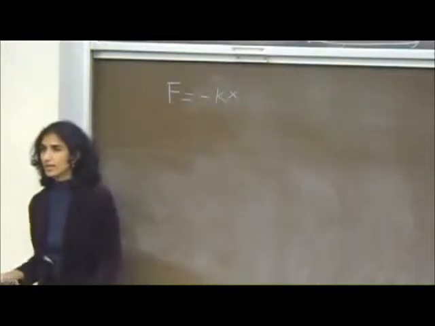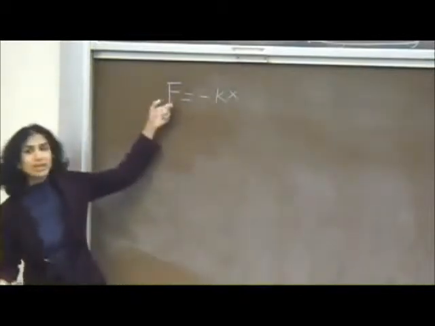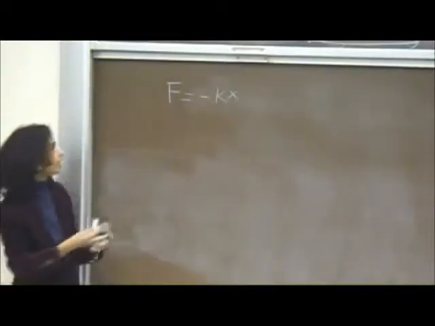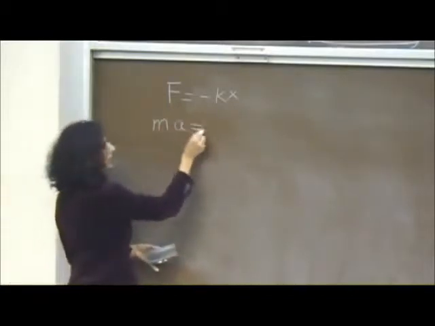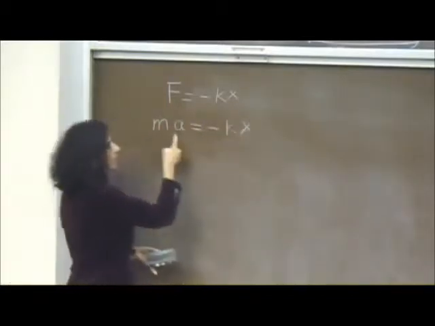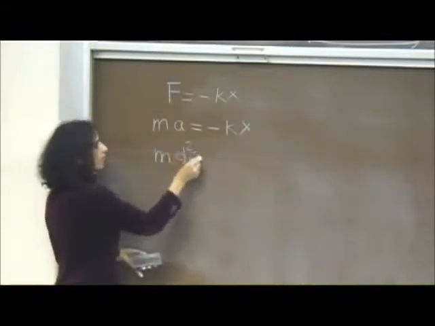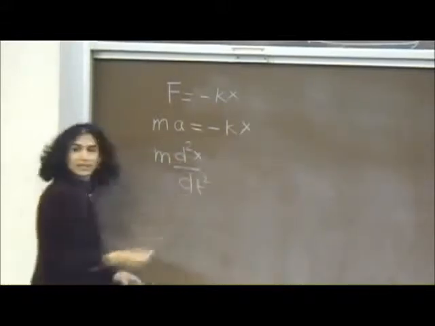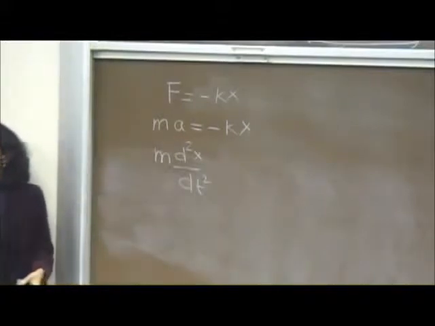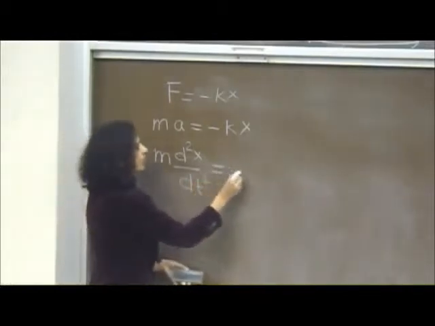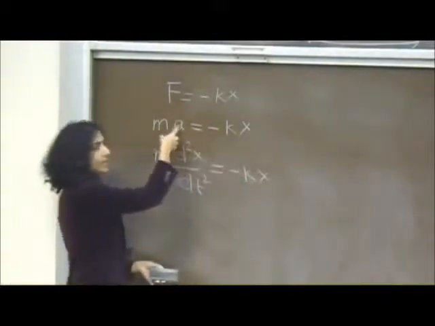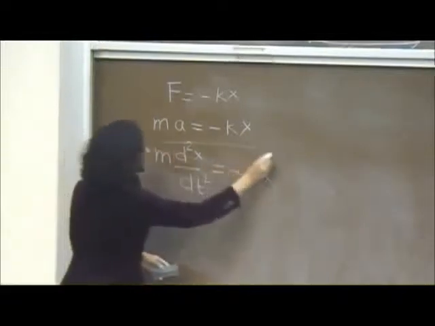k is the spring constant, right? From Newton's second law, F should be equal to ma, mass times acceleration. But acceleration can be written as d square x over dt square, right? The second derivative of displacement with time is the acceleration. So ma should be equal to minus kx. All I'm doing is writing acceleration as dv over dt or d square x over dt square, and this is a differential equation that we get.